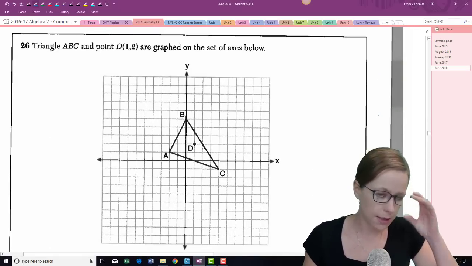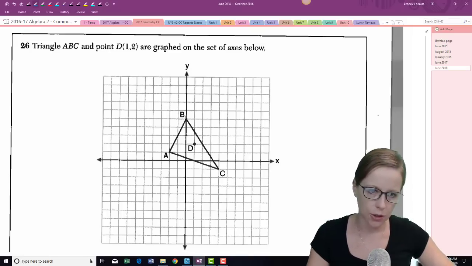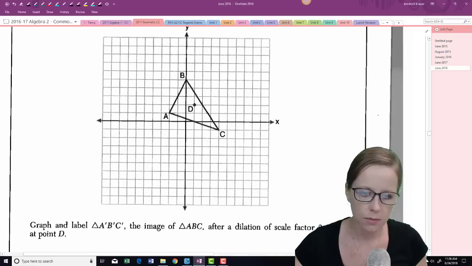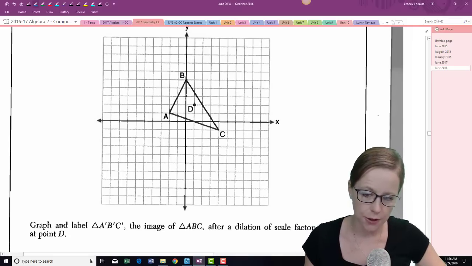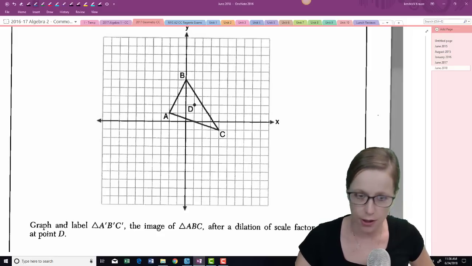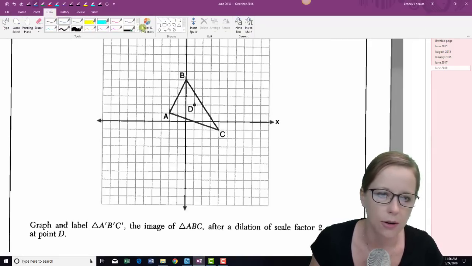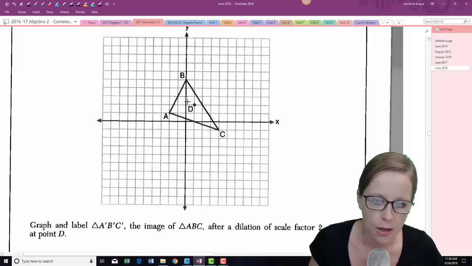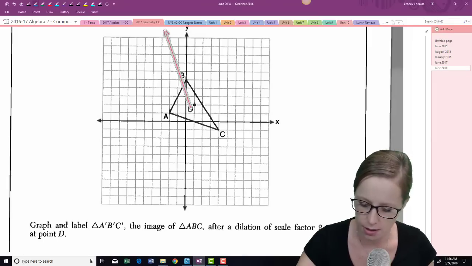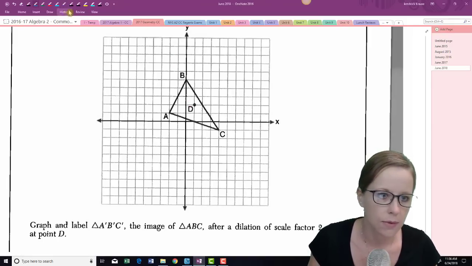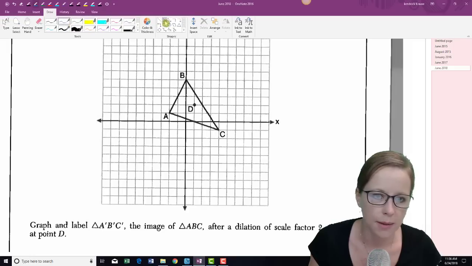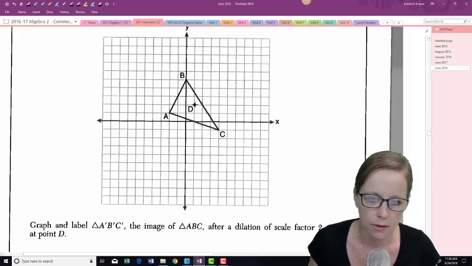So triangle ABC and point D (1, 2) are graphed on the set of axes below. Graph and label the image after a dilation of scale factor 2 centered at point D. Now you guys know that drawing lines on this is very difficult, so I'm going to try to use these. I'm going to go from point D through B. I can't do that. Try again. Not doing it. Okay.